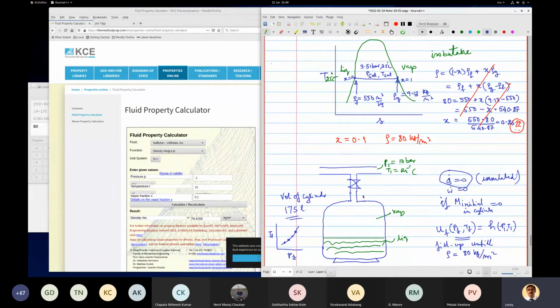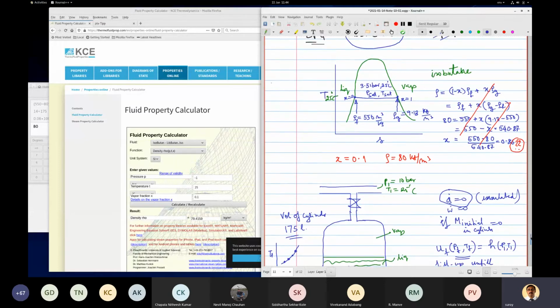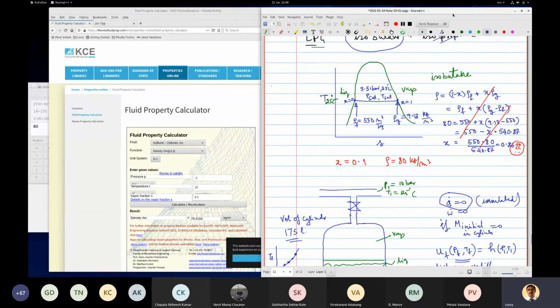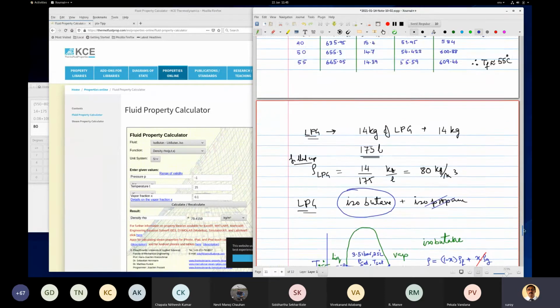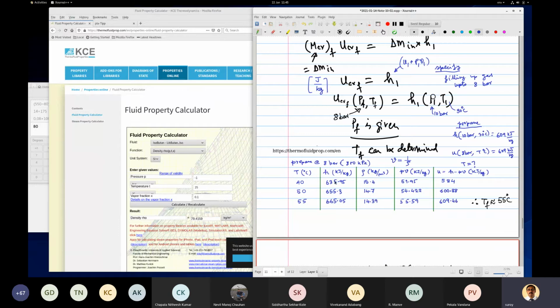So that means you have to look up. I showed you how to calculate the property. Not all properties are given on your free website, but you can calculate one from the other, like I did here. From the enthalpy and density, I can calculate the U and then get the answer.